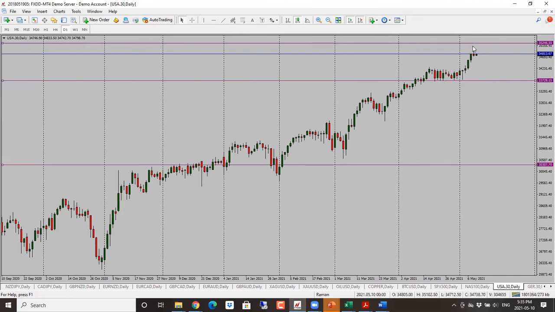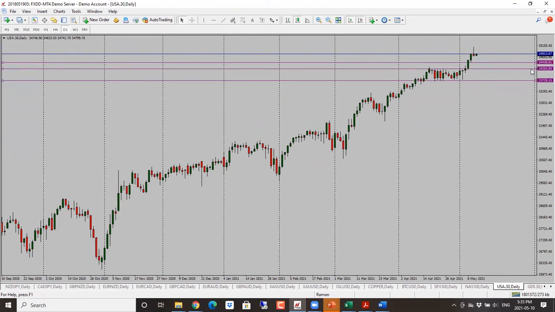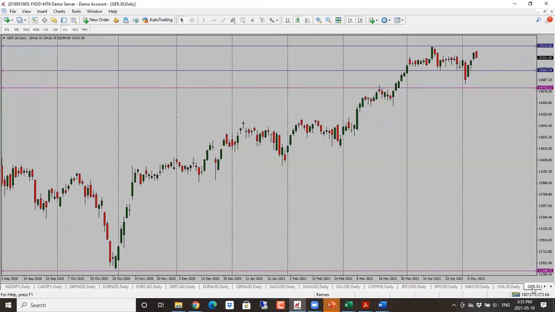And then Dow Jones here, we have a nice bearish pin bar, looking for a drop here. First target is 34,450, and second target here is 34,200. So bearish bias for Dow Jones.